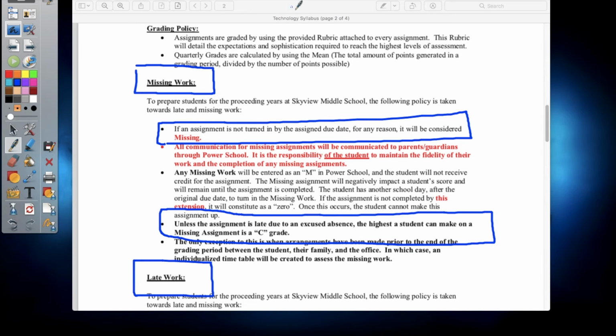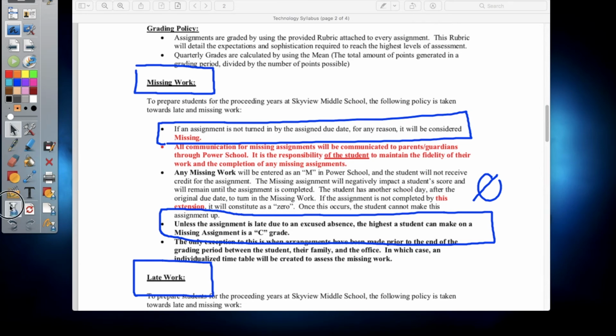Otherwise, if I don't get it within that 24-hour time period, it stays a 0, and you will not be able to go back and fix it again. So make sure you keep that in mind. The due dates are posted for every single one of your assignments, so make sure you get them in by the original due date, and that way you can avoid this whole drama of missing work.